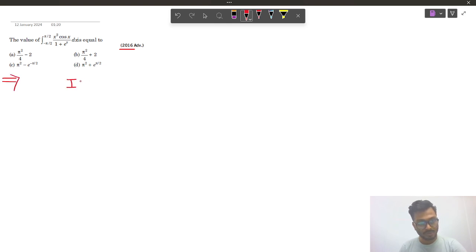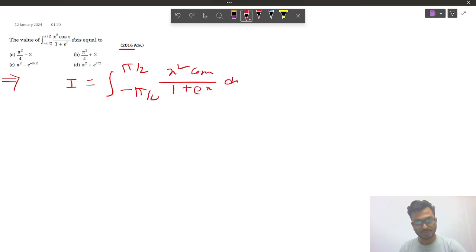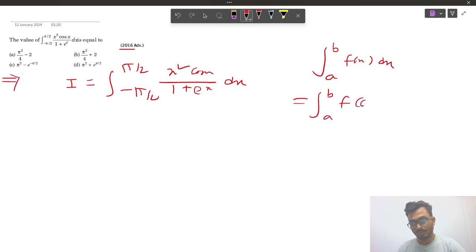Given that I equals the integral from minus pi by 2 to pi by 2 of x square cos x upon 1 plus e power x dx. Now we know one property of definite integrals: integration a to b f(x) dx equals integration a to b f(a plus b minus x) dx. So we use this property here.